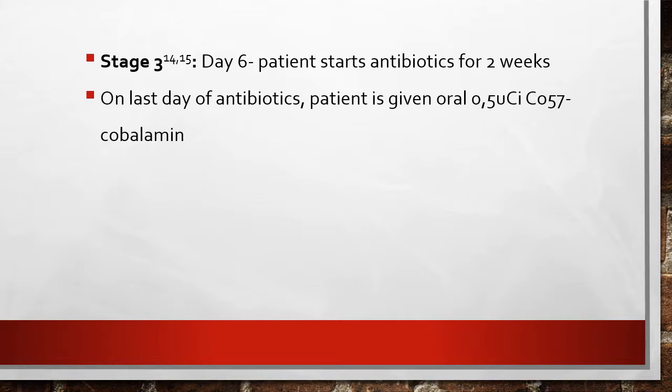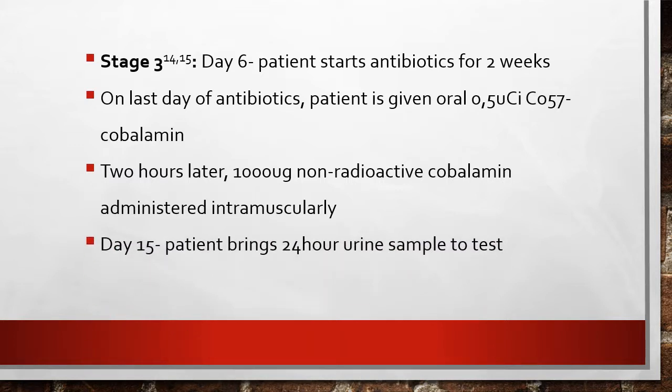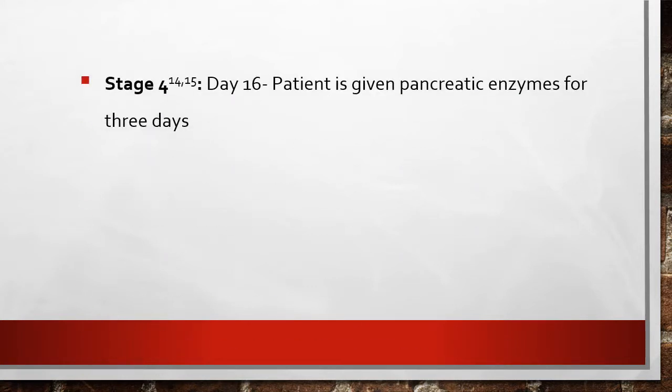On the last day that the patient has to take the antibiotics, the patient is given the radioactive oral dose of cobalamin, as well as the intramuscular non-radioactive cobalamin 2 hours later. On day 15, the patient brings the urine sample back to the department to be tested. If the results are still abnormal, then stage 4 will commence. The last stage starts on day 16.